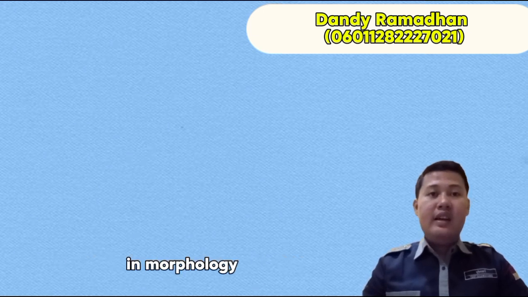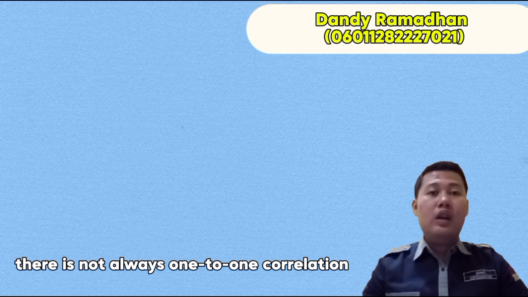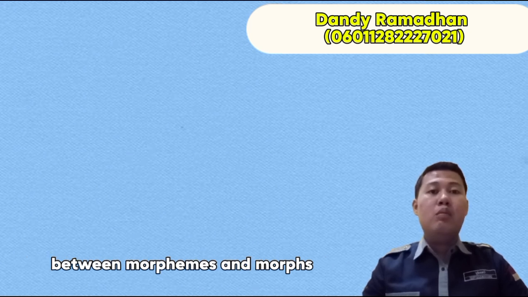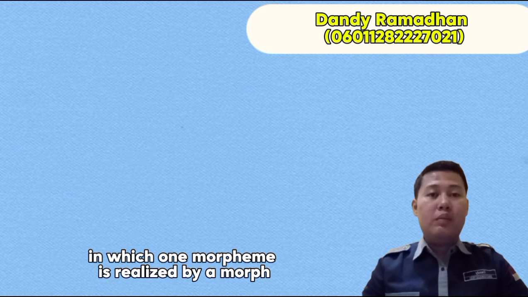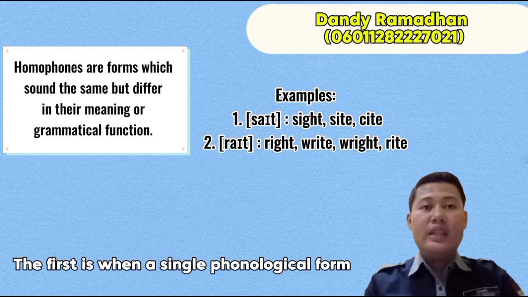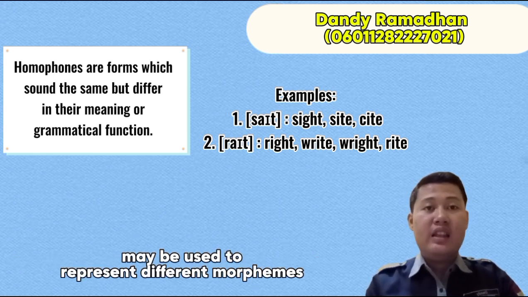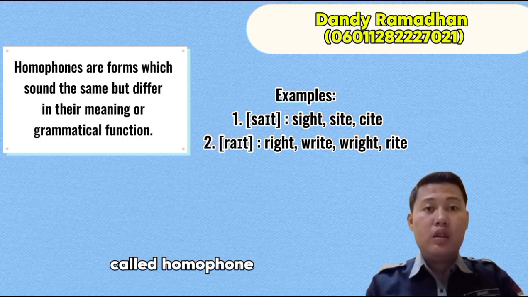In morphology, there is not always a one-to-one correlation between morphemes and morphs, in which one morpheme is realized by one morph. The first is when a single phonological form may be used to represent different morphemes, called homophony.